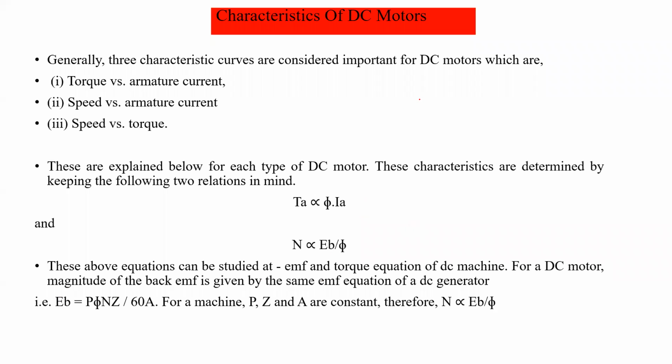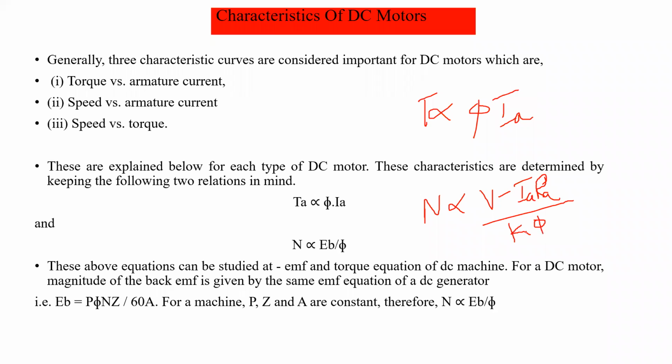Okay, in basic equations we had a discussion. Torque is proportional to flux into Ia. Clear? And speed is proportional to V minus Ia Ra, upon the motor constant into phi. Km or Ka, we can write anyway.